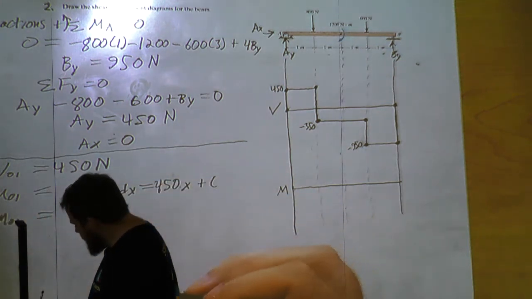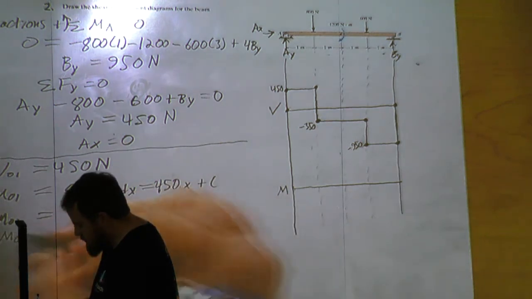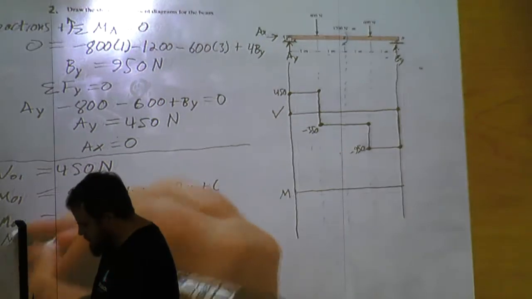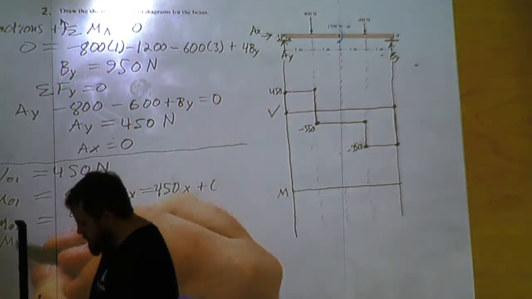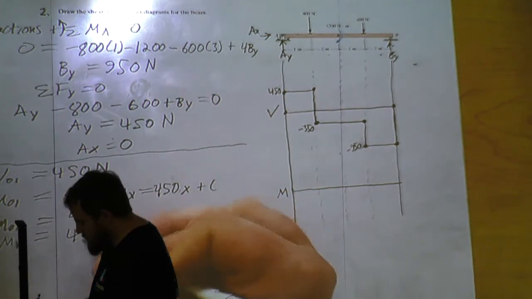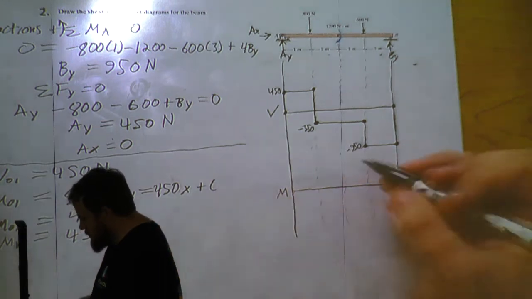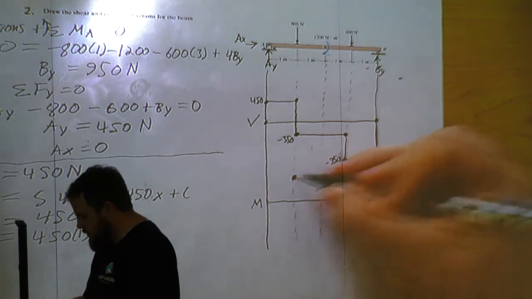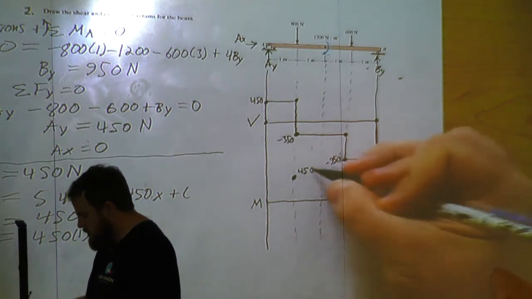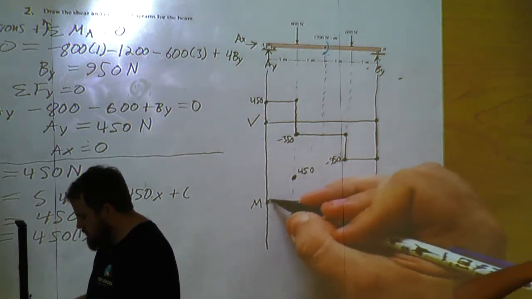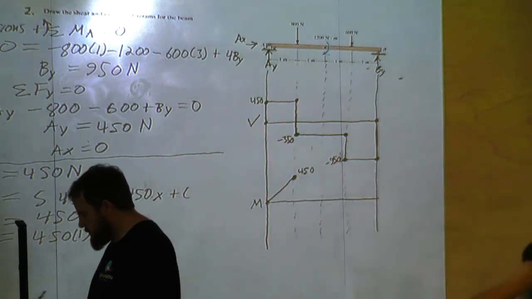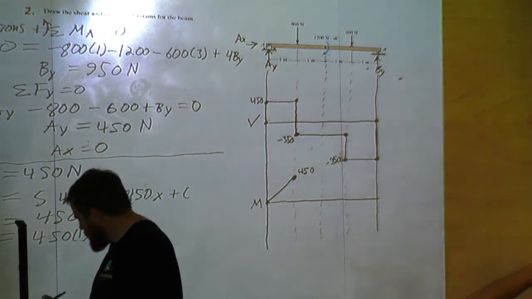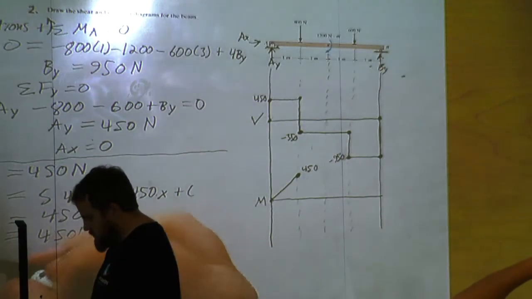So now we're just going to plug in at 0. Well, at 0 we know it's going to be 0. And we're going to plug in 1, so 450 times 1. So we're going to go up to 450 at 1. And this is just going to be a straight line from 0. Okay, so from this point to this point, we're going to do the same thing.